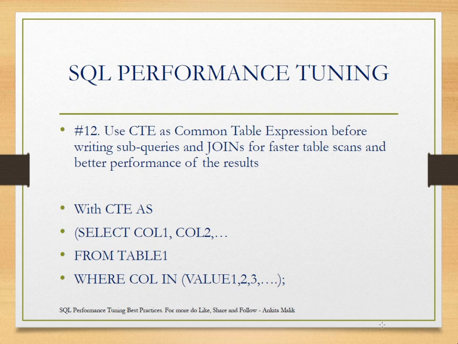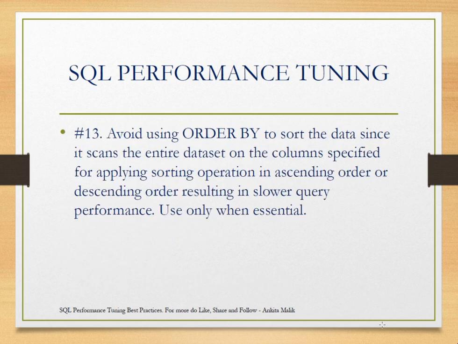Next, try to use common table expressions, CTEs, whenever you are trying to use subqueries or joins. Avoid full table scans, because table scans take a lot of time if you are fetching the entire data set, but the need is only for 4 to 5 columns or 10 columns, or at a stretch maybe 100 columns out of the 1,000 columns in a table. It will take less time to scan that table when you use the common table expression in your data sets, for better query performance and result execution.